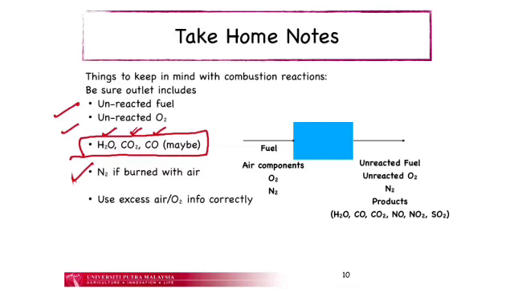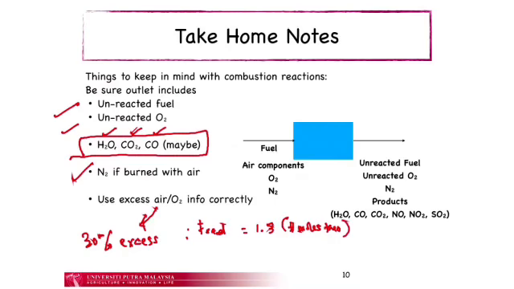For example, when excess air is given as 30% excess, then your feed value will be equal to 1.3 times the number of moles of your theoretical. So that will give you the amount of feed that is supplied into the system with excess.